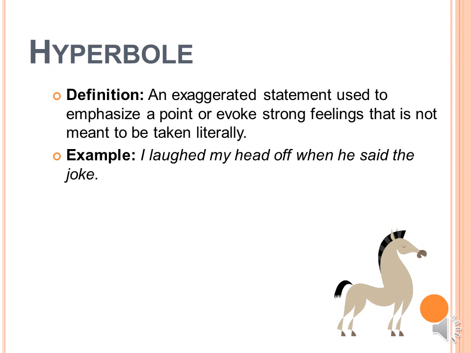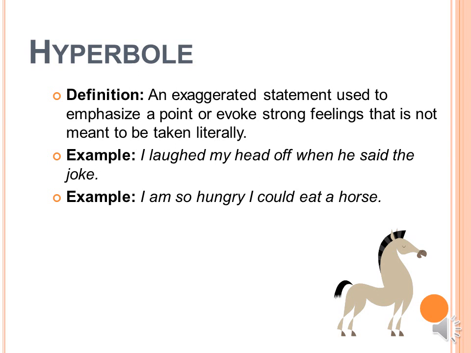So for example, I laughed my head off when he said the joke. My head obviously didn't come off when I laughed, but it's a way of expressing an unlikely thing using exaggeration. I mean, really the simplest way to think of hyperbole is it's just exaggeration. Another example, I'm so hungry I could eat a horse. Well, you probably can't really be that hungry because a horse is so much bigger than you, but you're trying to express or give some kind of emphasis through exaggeration. So hyperbole equals exaggeration.